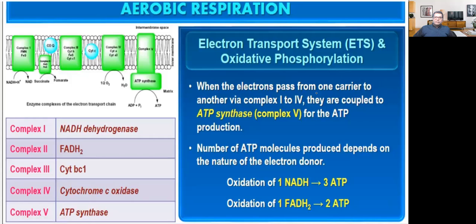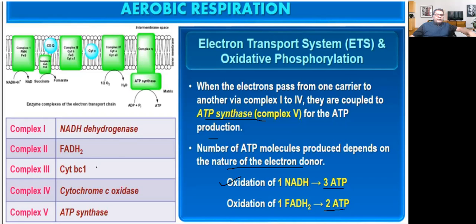When the electron passes from one carrier to another via complex 1 to 4, they are coupled to ATP synthase complex 5 for ATP production. The number of ATP molecules produced depends on the nature of the electron donor. So oxidation of 1 NADH gives what? 3 ATP. Oxidation of 1 FADH2 gives what? 2 ATP.